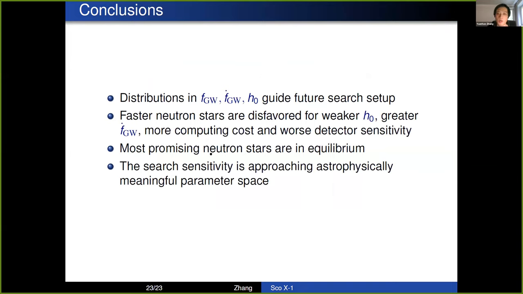Luckily, the most promising neutron stars are in equilibrium, and we basically investigated them in the O2 search. The search sensitivity is going to be better, not much better, but a factor of 1 to 2 in O3 and O4. So we are exploring the more astrophysically meaningful parameter space. So I'll stop here, and thank you for your attention.